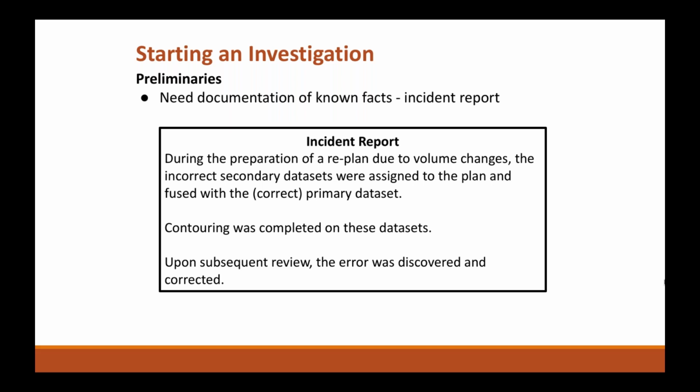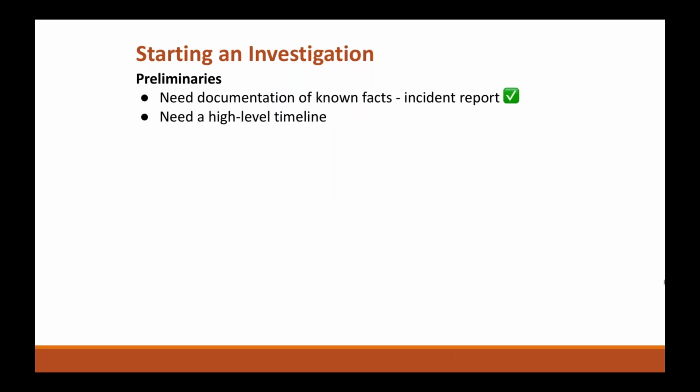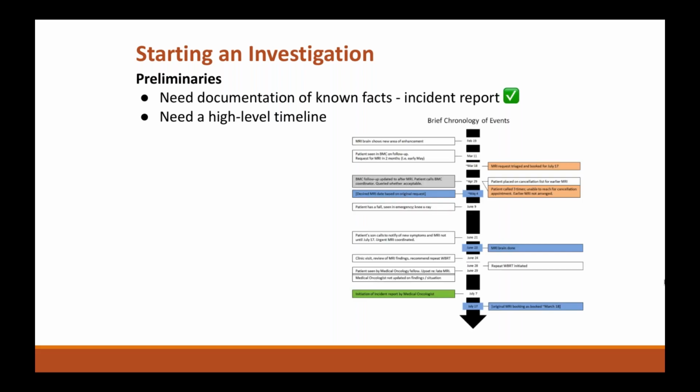So as we can see, there's some information here, but probably not all the information that we need to conduct a thorough investigation. Okay, but we have the documentation of known facts as they stand. We need a high-level timeline. We really need to know how this incident came to being. And so we need a chronology of events. And this is an example chronology of events for the incident that we just saw in the incident report.